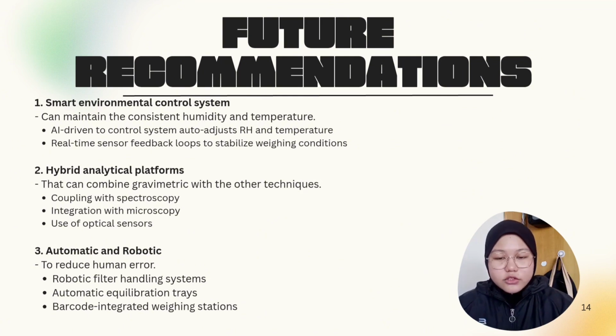And lastly, automation and robotics to reduce human error. Advanced laboratory robotics can automate filter transport between sampling, equilibration, and weighing stations. Modern microbalances with barcode integration and feedback-controlled ionizing neutralizers exist, but robust error handling and sample ID verification are needed to prevent mislabeling and mechanical jams.